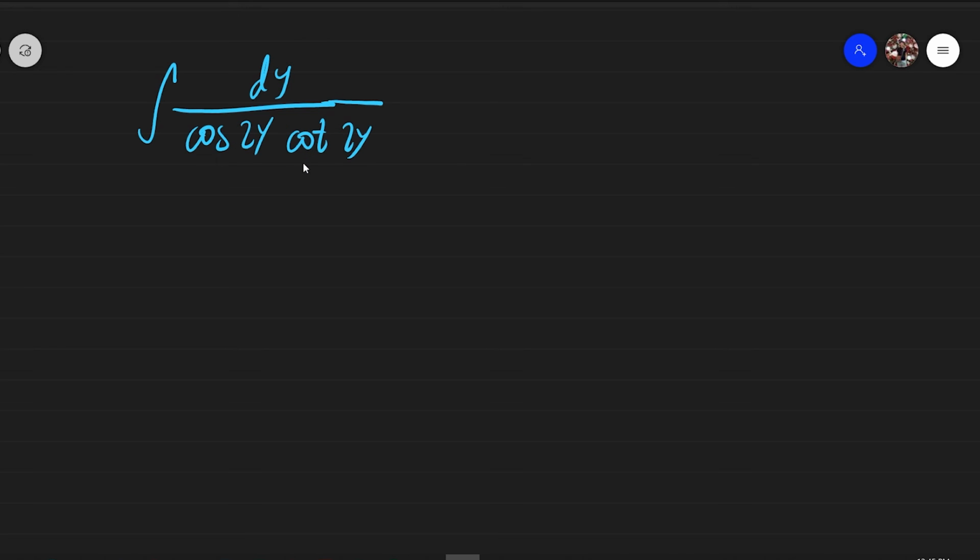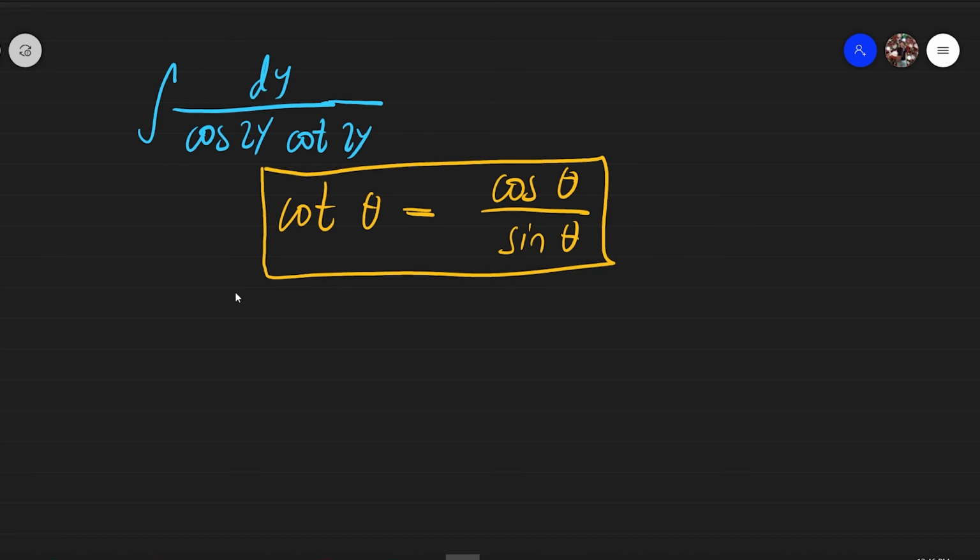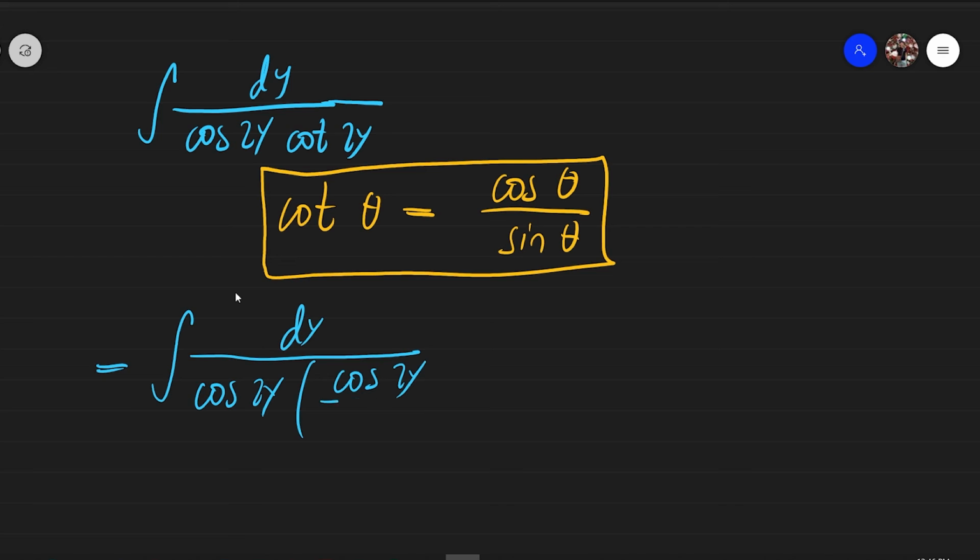Okay, so what I'm going to do is use the identity that cotangent theta is actually equal to cosine theta over sine theta. We can use this identity in manipulating the given function. So the given function will now be equal to the integral of dy all over cosine 2y, and your cotangent 2y is just equal to cosine 2y all over sine 2y.